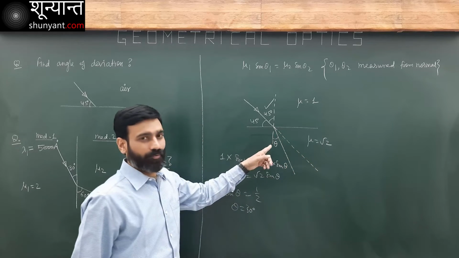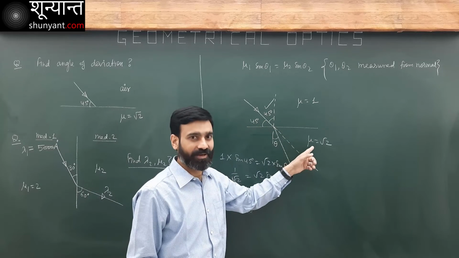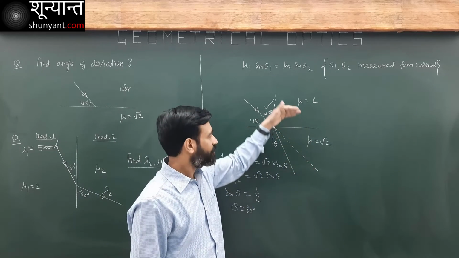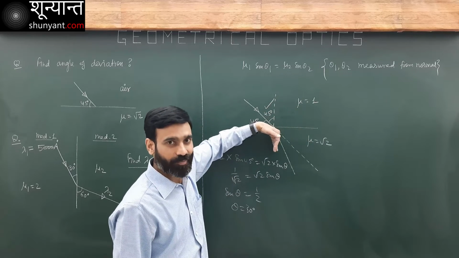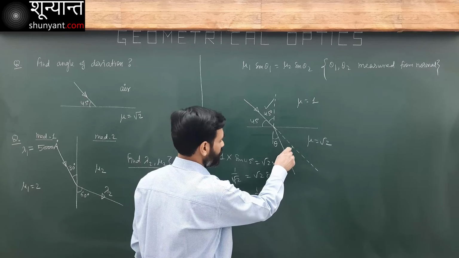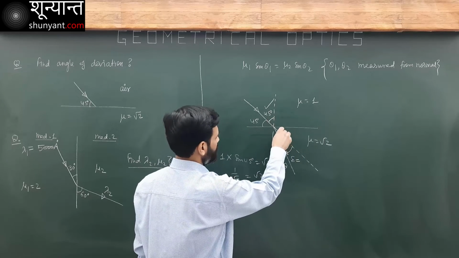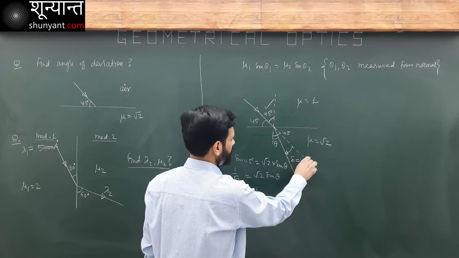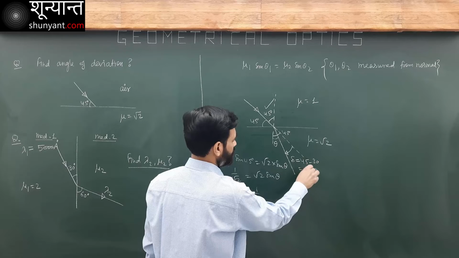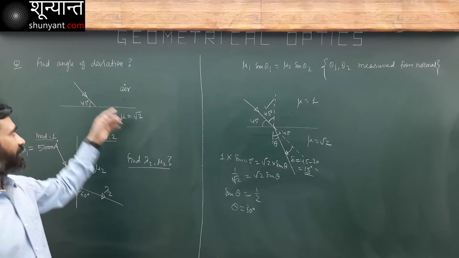And do you know why this is 30? Why this is smaller than 45? Because this is a denser medium. Light is going from rarer to denser. It is going to bend towards the normal. What will be this deviation? This whole thing is 45. This whole thing here also is 45. So this is going to be 45 minus 30, 15 degree. This will be the deviation in this light.